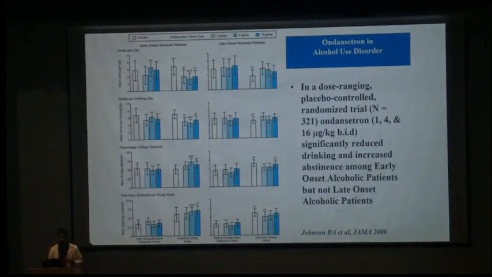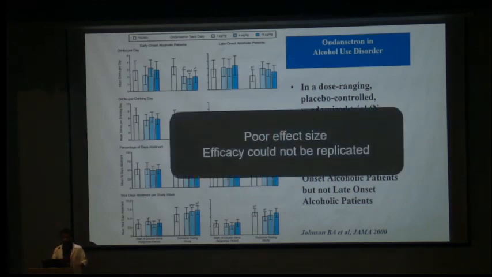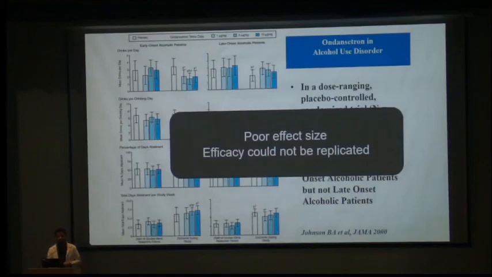Ondansetron again was found to be effective in a dose-ranging placebo-controlled trial. It significantly reduced drinking and increased abstinence, but not in late onset alcoholic liver disease patients. And because of the poor effect size, the efficacy trials for ondansetron have not been replicated.